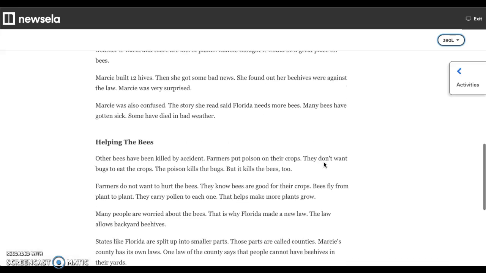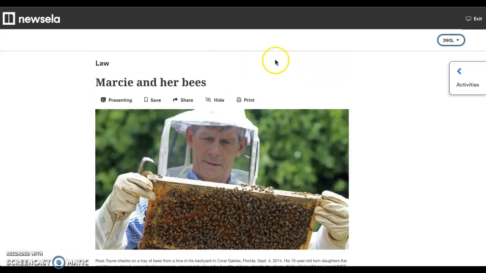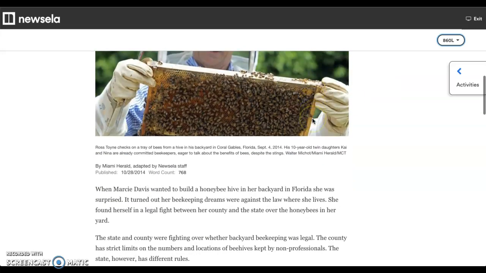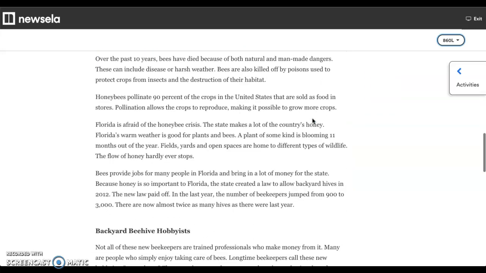All right, so friends, again, our learning goal this week is to collect information about how to save the bees from multiple sources. Today, you're just reading this article and collecting information in a graphic organizer that you create.